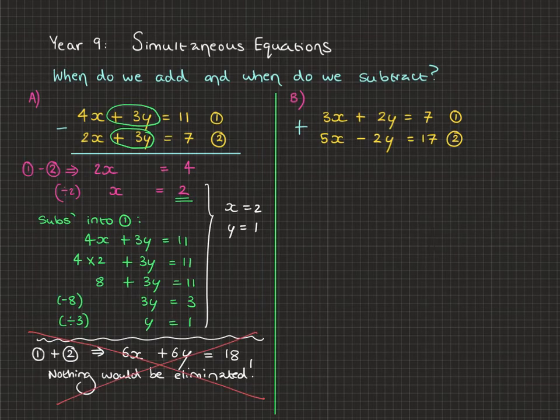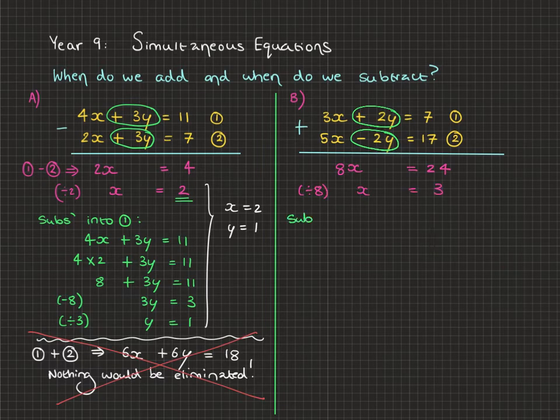But for the pair of equations on the right-hand side, pair B, adding is exactly the right process here. Let's take a look at what happens when we add this pair together. 3x add 5x gives us 8x. Now here I've got plus 2y add a minus 2y, and they cancel because I've got a plus and a minus. I'm adding them together, and that results in cancellation of y, or elimination of y. I then have 8x equals, and on the right-hand side, when I add 7 and 17, I get 24, and I can simply divide by 8 to give me x equals 3.